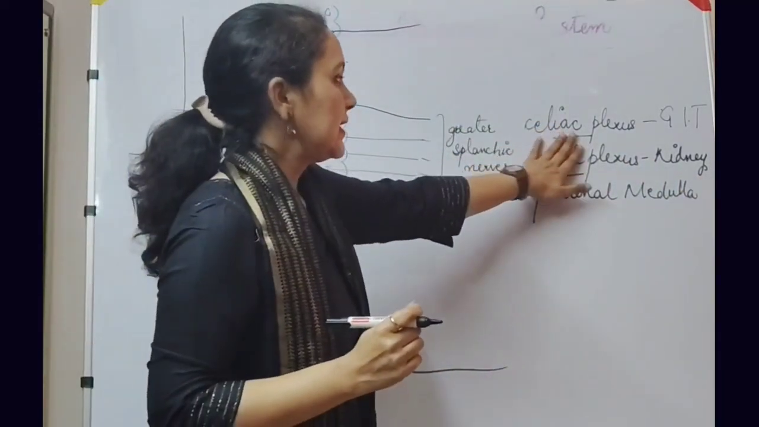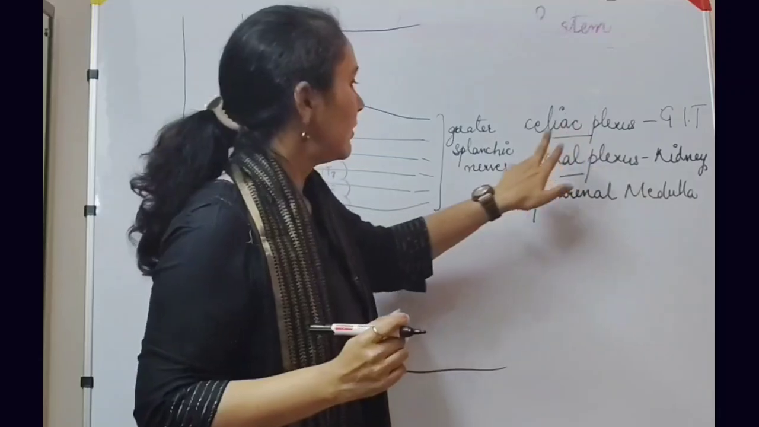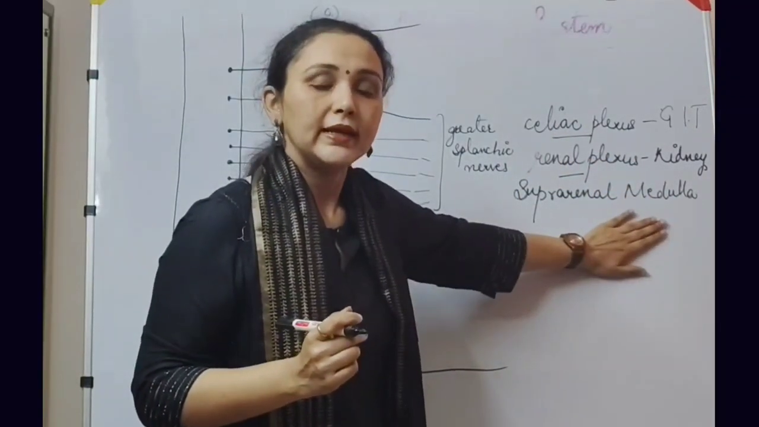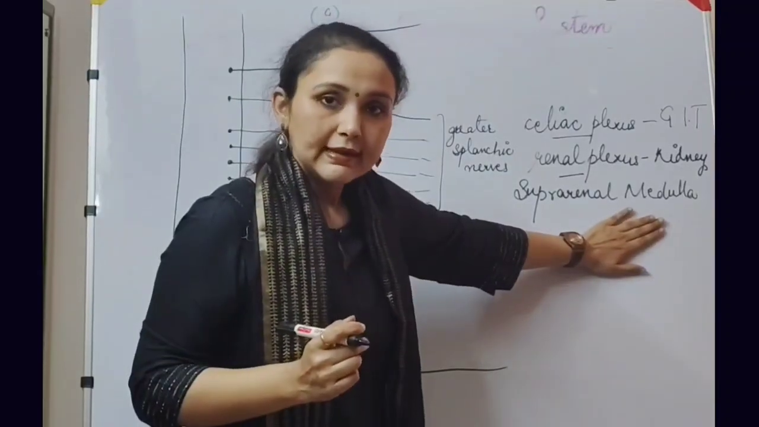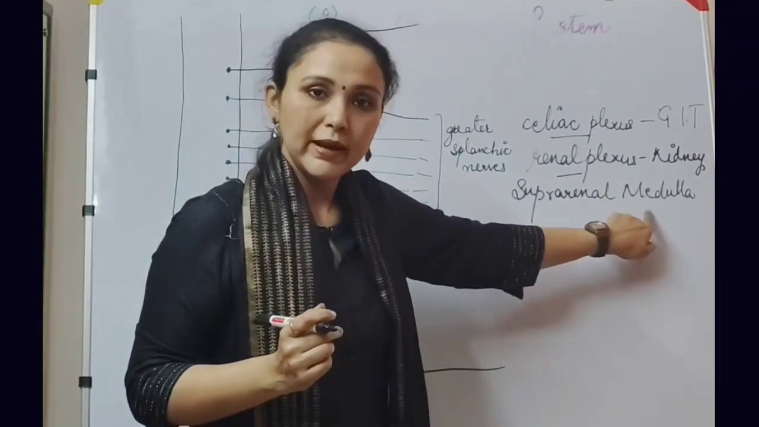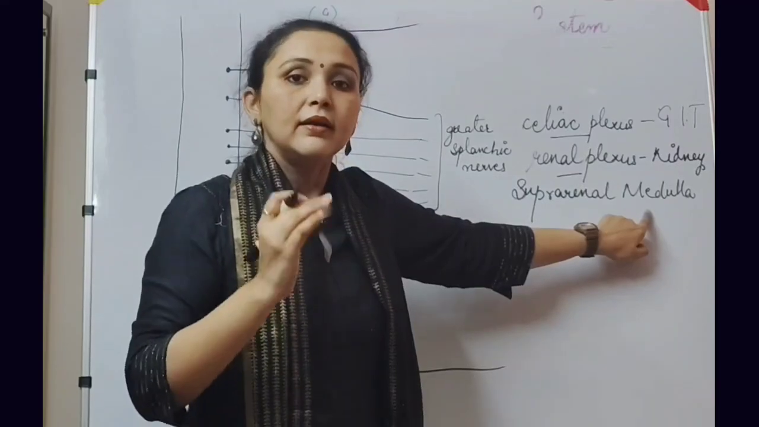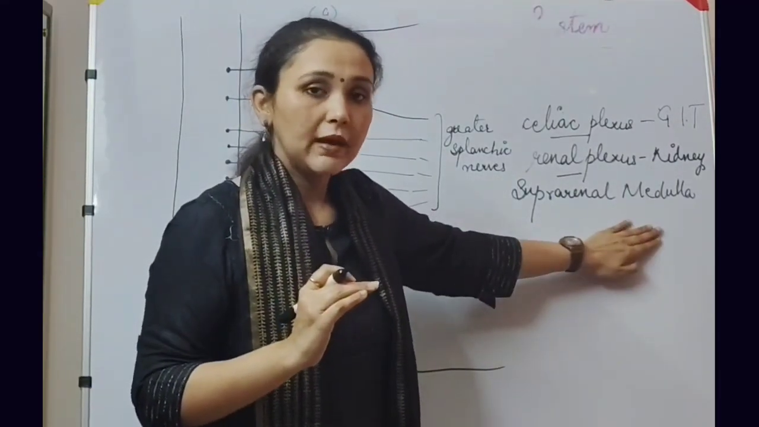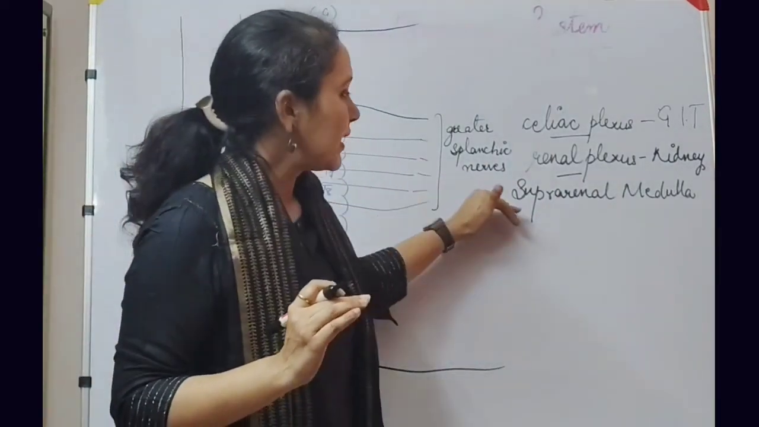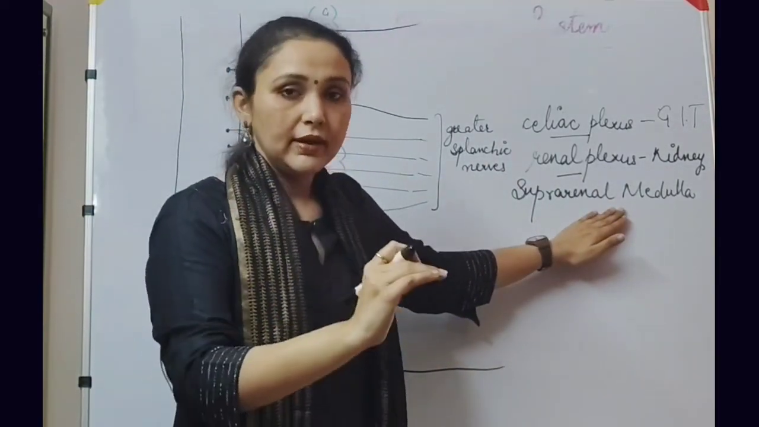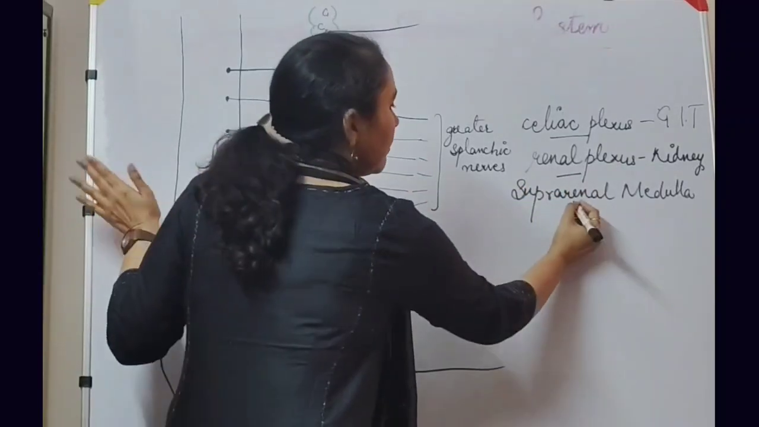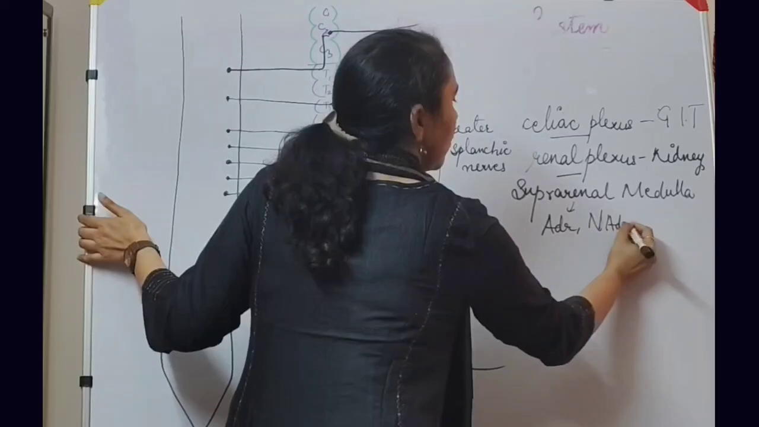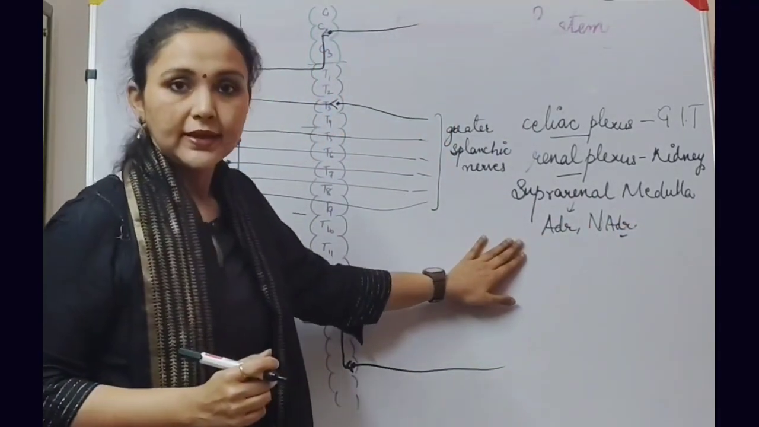So they have relayed in the celiac ganglion, supplied the GIT, in the renal plexus, supplying the kidney and the suprarenal medulla. Now what about the relaying in the suprarenal medulla? It is said that the cells in the suprarenal medulla, they are the neurons. So what happens when these preganglionic fibers excite those neurons? They are responsible for the production of adrenaline and noradrenaline, right?